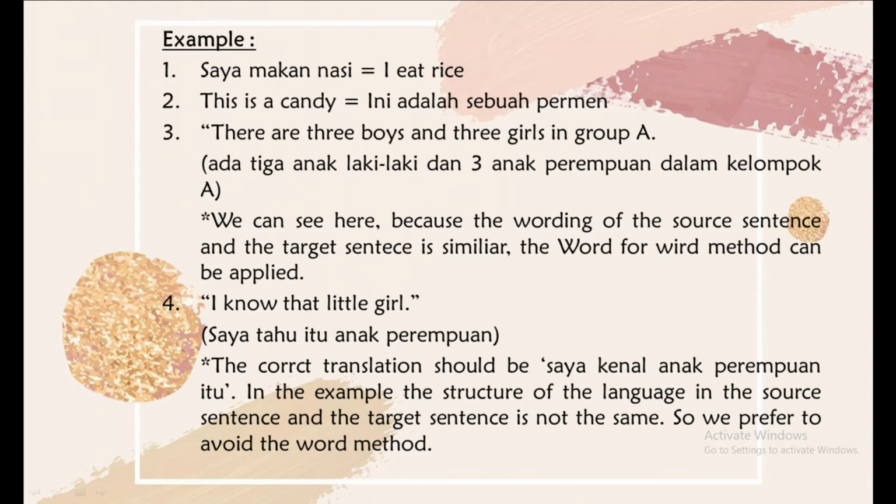And another example, I know that little girl. Saya tahu itu anak perempuan. The correct translation should be saya kenal anak perempuan itu. In this example, the structure of the language in the source sentence and the target sentence is not the same. So, we prefer to avoid the word method.